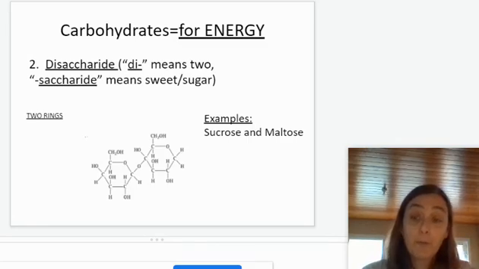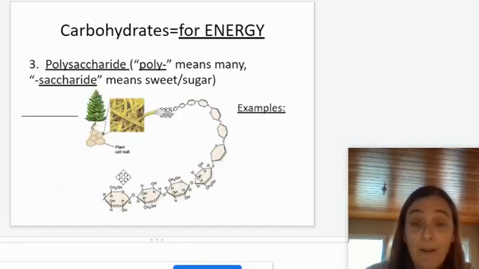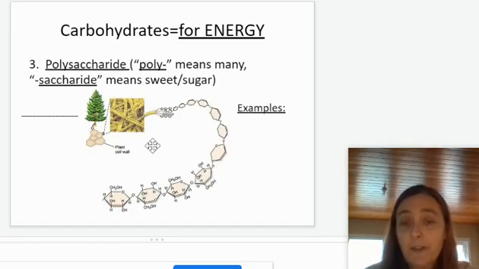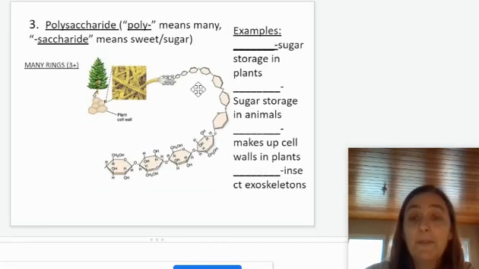And then if we put three or more together, what's the prefix meaning three or more or many? And that is a polysaccharide. Polysaccharides are going to have many, many, many rings. Like that, you have one ring and two rings and three rings, 4, 5. You can have hundreds of rings. There's many different kinds of polysaccharides. These are also generally for energy, although they have some other jobs too. So we have many rings.